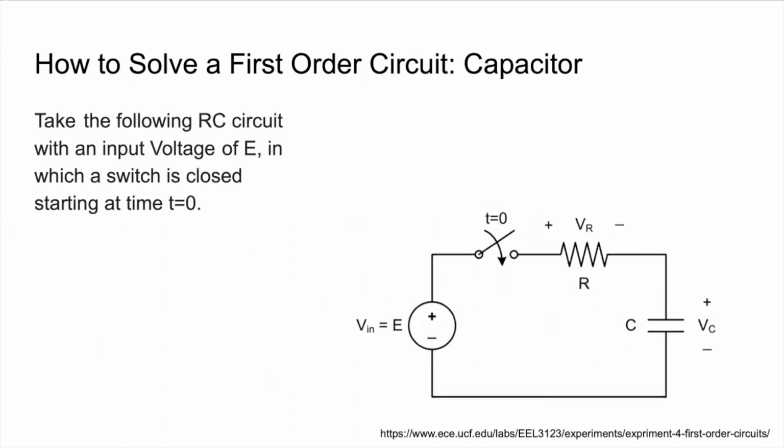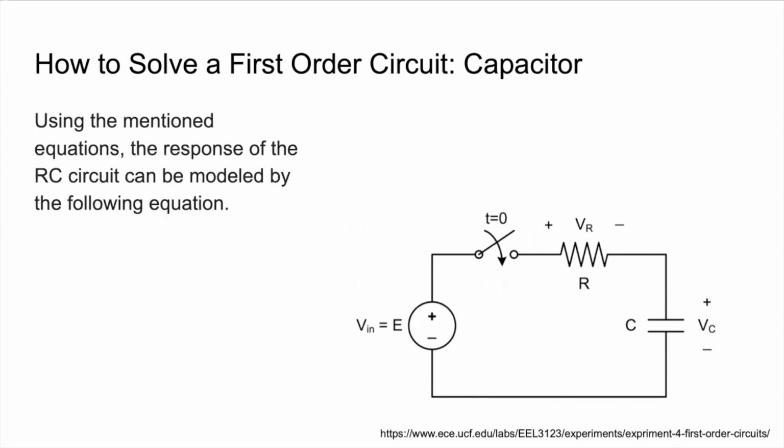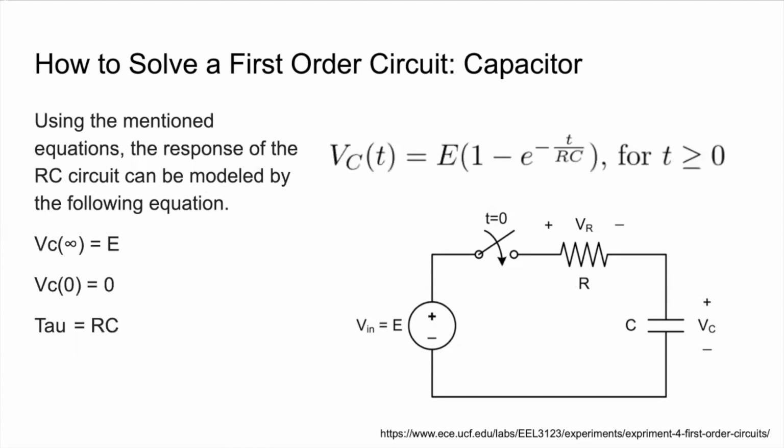So take this following example of an RC circuit with an input voltage of E and a switch that is open until t equals 0, and at that time it closes. Using the mentioned equations from previous slides, the response of the RC circuit can be modeled by this following equation. Vc, the voltage across the capacitor over time, is equal to E times the quantity 1 minus e to the negative t over RC for time t greater than 0.